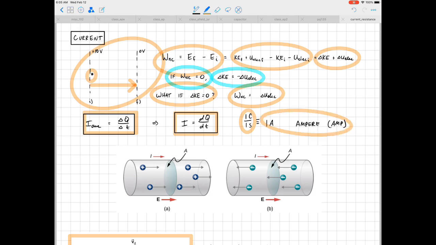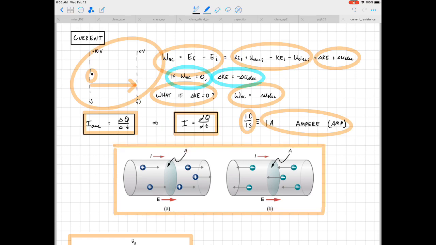Or an amp. All right, and so here's our picture for current. And so it turns out that you can describe everything that we're going to be talking about with circuit analysis. You can describe it as the positive charges moving in the direction of the electric field, or the negative charges moving in the opposite direction of the electric field that's set up in the wire. And you'll get the exact same results for all of our analyses.